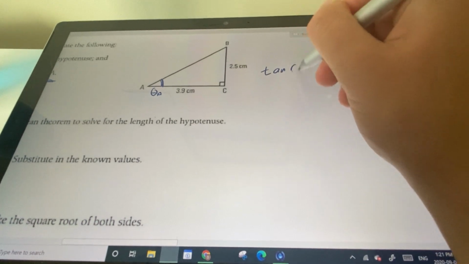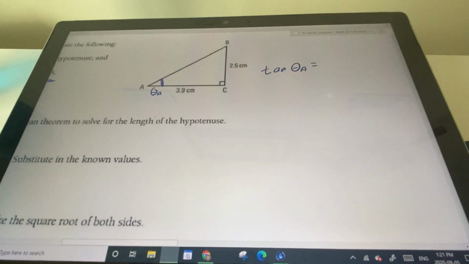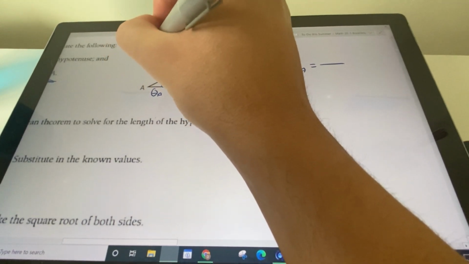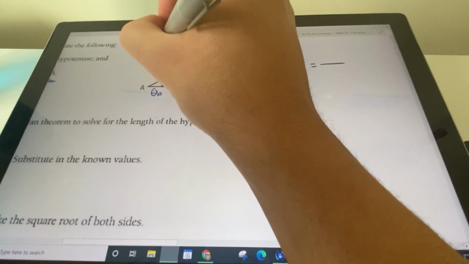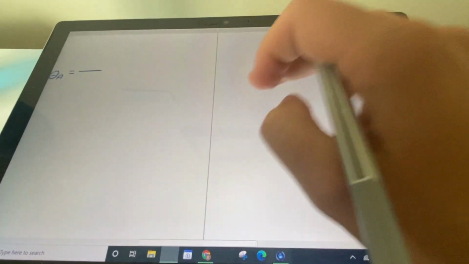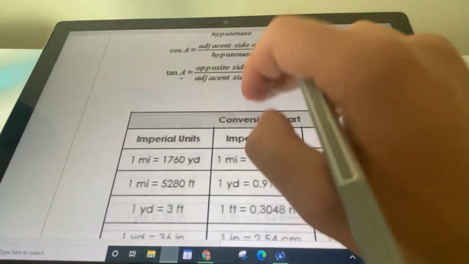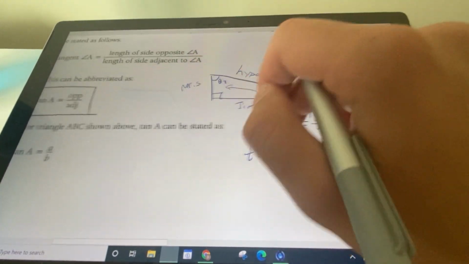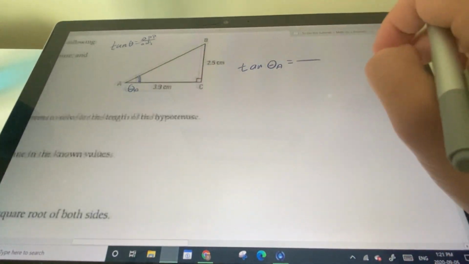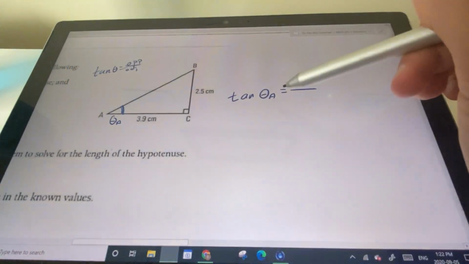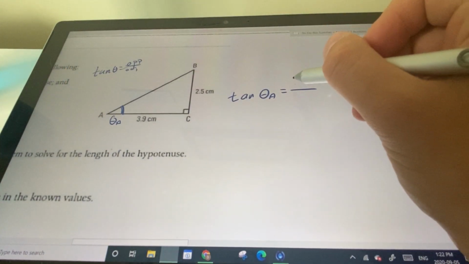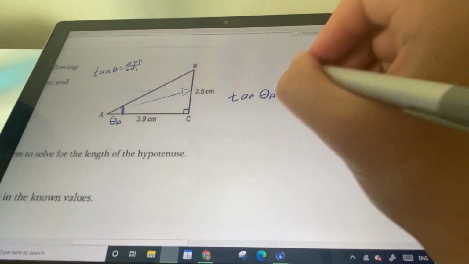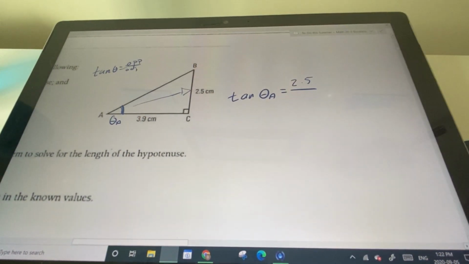So we can set up our ratio for tan angle A. Remember, tan angle equals opposite over adjacent. Okay, that's on your formula sheet. Okay, tan angle equals opposite over adjacent. In the perspective of angle A, what is opposite? Well, it would be the side across from A. So this would be 2.5, okay?